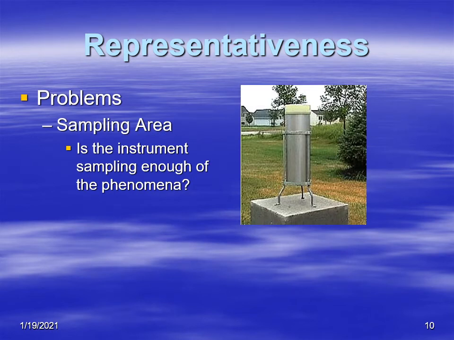Likewise, a rain gauge. Is it measuring enough of the weather phenomena? Typically with storms that cover a large area, like a winter storm that dumps a lot of snow, usually your precipitation is pretty uniform over a region. But as you know, with thunderstorms during the springtime or summer, it can be wet across the street and dry in your backyard. So it's not really sampling the phenomena very well.